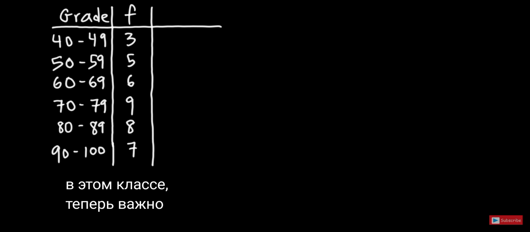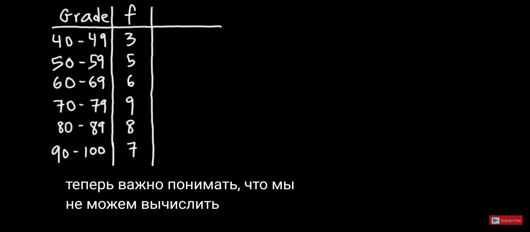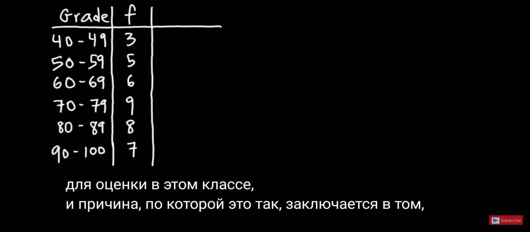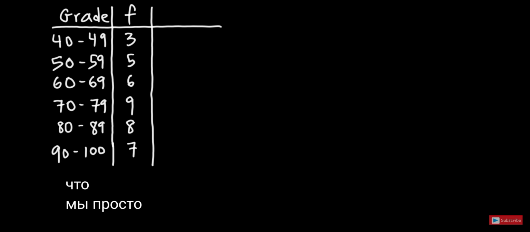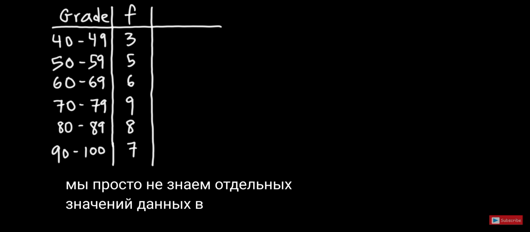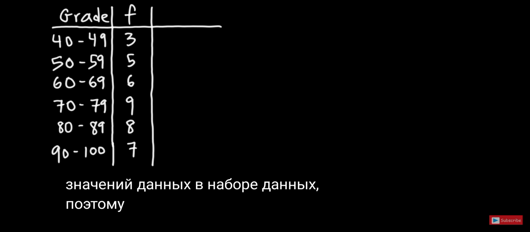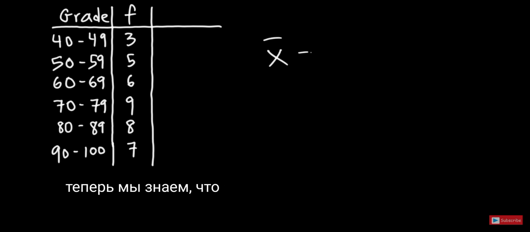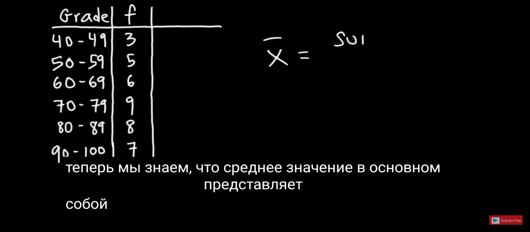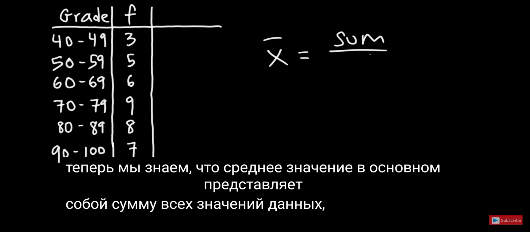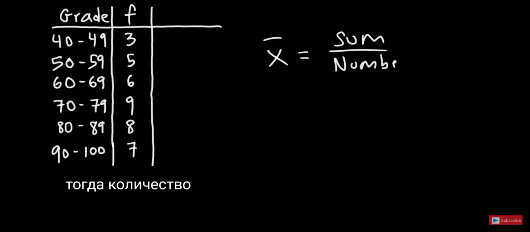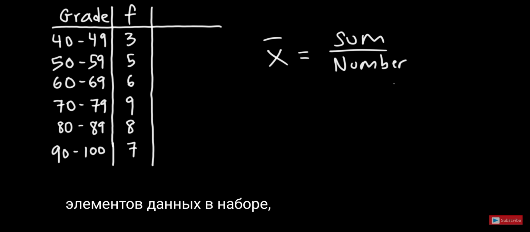Now, it's important to understand that we cannot compute an exact mean for the grades in this class. And the reason why that's the case is because we just don't know the individual data values in the data set. So therefore, we can estimate the mean. Now, we know that the mean is basically the sum of all the data values divided by the number of data items in the set.